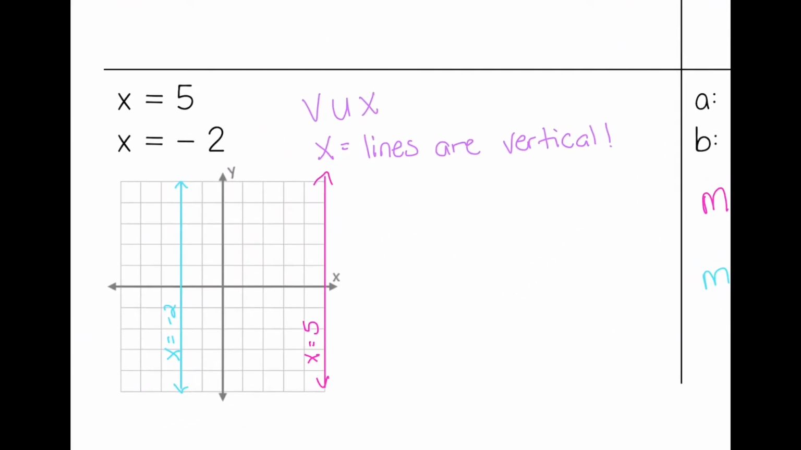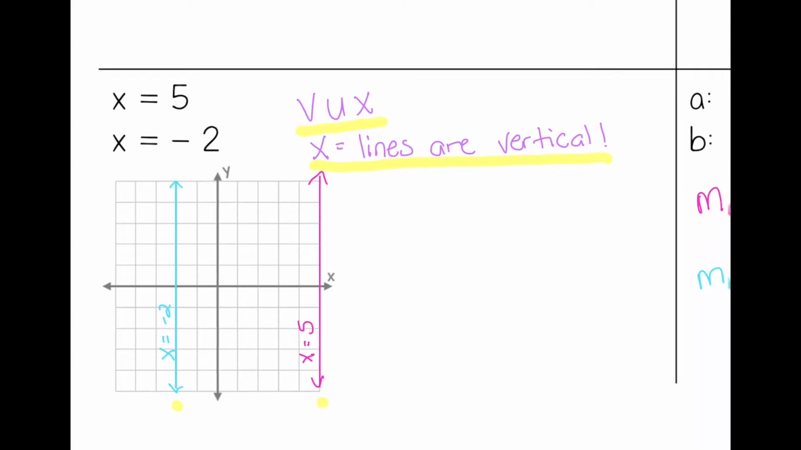So let's look at the x equals lines next. I have x equals 5 and x equals negative 2. A way to remember what to do with x equals lines is the acronym VUX. Vertical lines have undefined slope and they are x equals. So your x equals lines are vertical, which we can see in our graph. We have x equals negative 2, x equals positive 5, and they're both vertical, so they're going to be parallel.